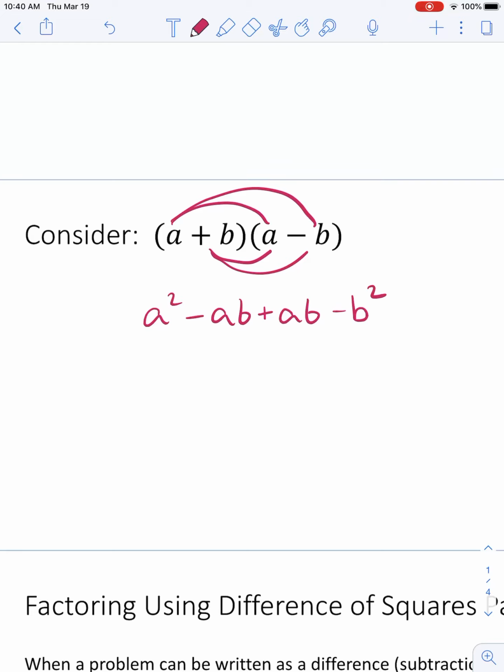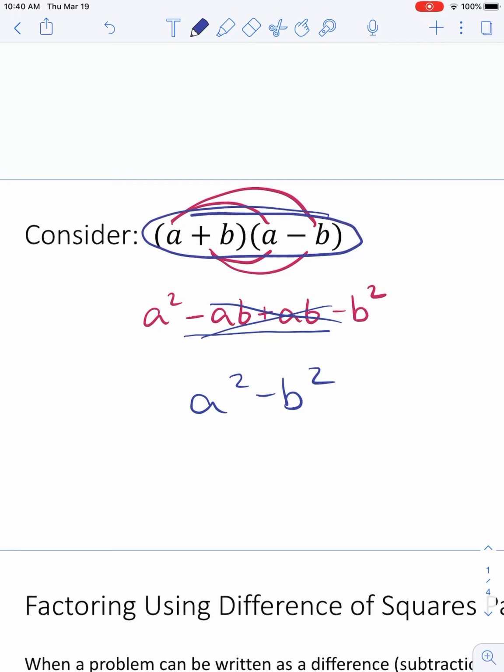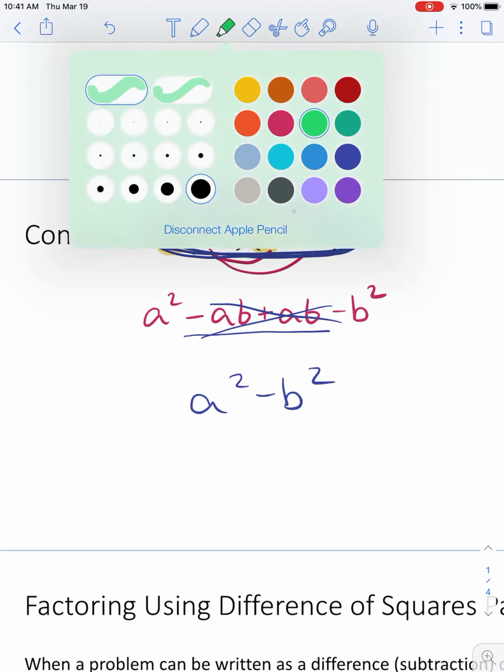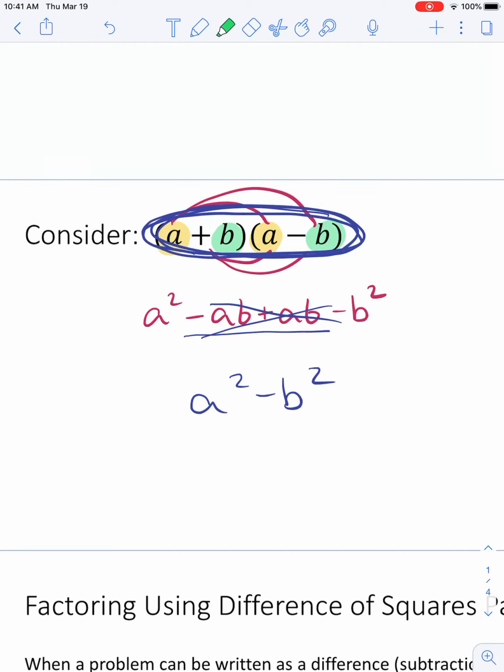Okay? What you might notice here, hopefully, is that in the middle, we've got a negative ab and a positive ab. And that makes 0 because they're opposites. So this whole middle is going to go away, and what we're going to get at the end is just a squared minus b squared. And that's actually going to happen every single time you distribute this kind of situation, where you have the same number in front in both parentheses, the same number in back in both parentheses, but opposite signs in the middle. Addition over here and subtraction over here.